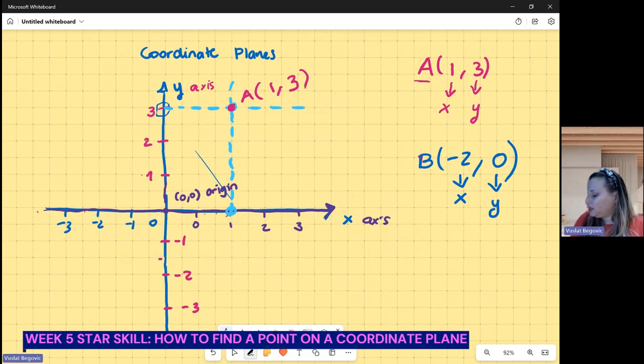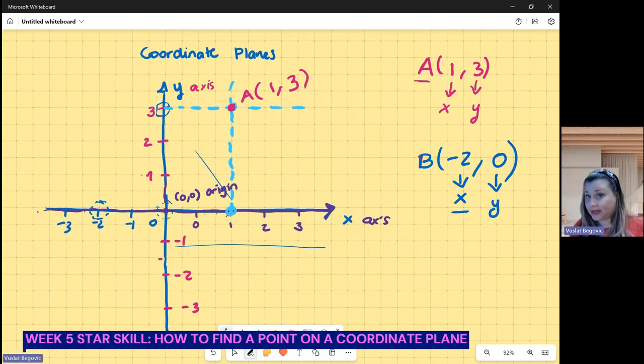Okay? So then I want to find -2, and I have to look at the x-axis. I'm looking at the x-axis here, and I find -2 here. And I want to also do the same thing for 0. But 0 on the y-axis and on the x-axis is actually the same point here.